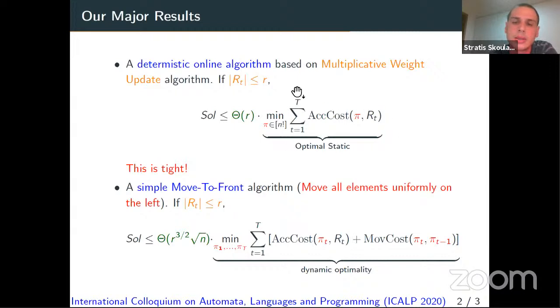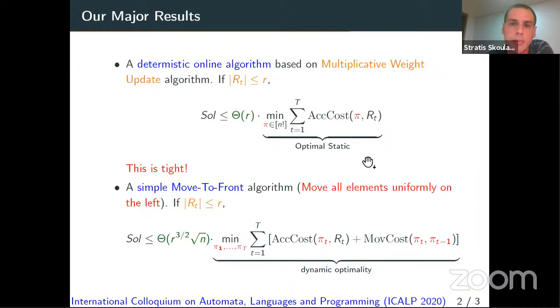And this is the cost of the solution that fixes a permutation up front and keeps the same permutation over all the rounds. So it just pays access cost and no moving cost, because no switching between permutations is performed.